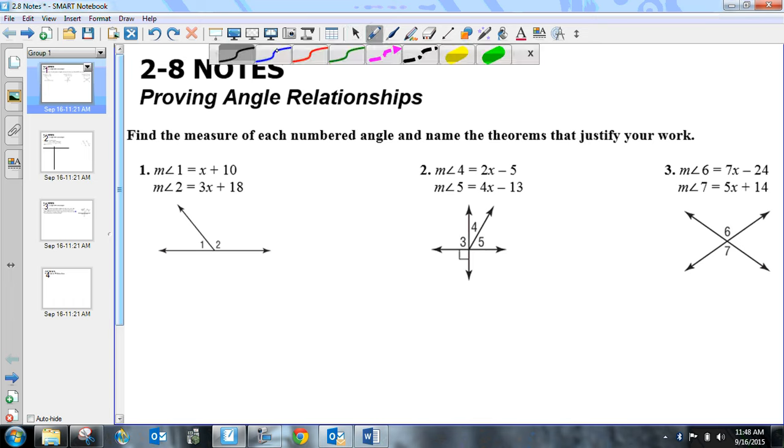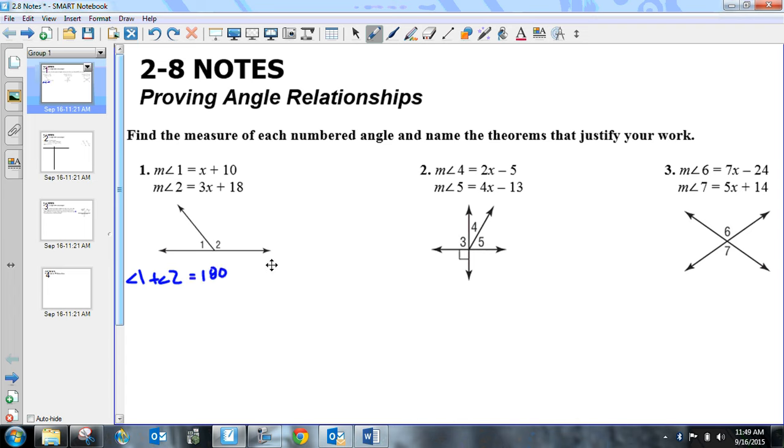So the first thing I want to do is write out that angle 1, in this case, plus angle 2. If I add these two angles together, I get 180 degrees. The reason for that is because these angles are supplementary. They form a linear pair, supplementary.